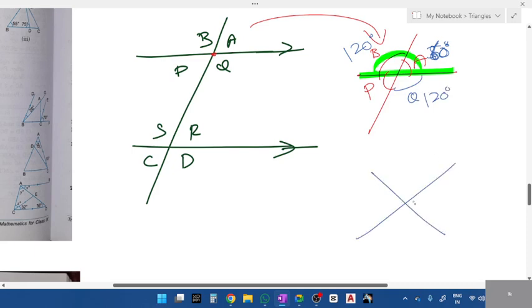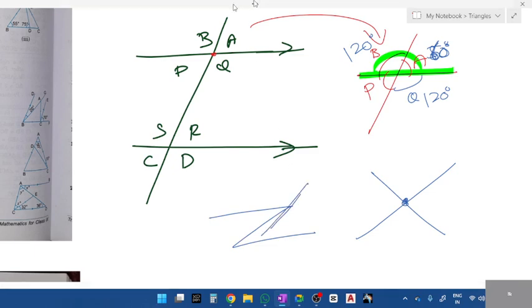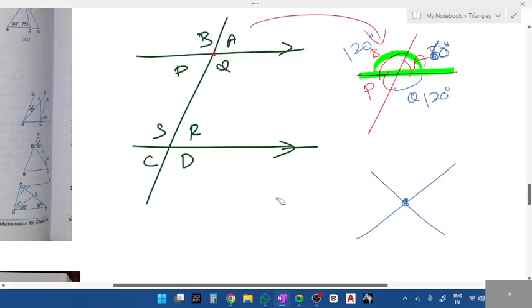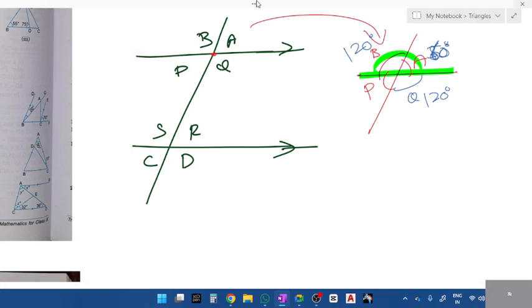In any X diagram, remember this. Wherever you come across the alphabet X, like this, anywhere, students, where a vertex is formed using alphabet X, that is vertically opposite angles. That's it. 60 degrees opposite, P also should be 60. After this, only these two are important.